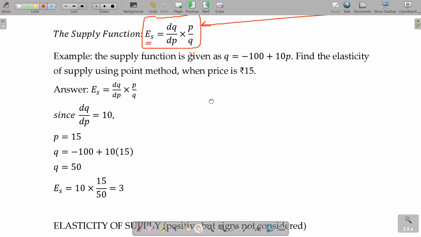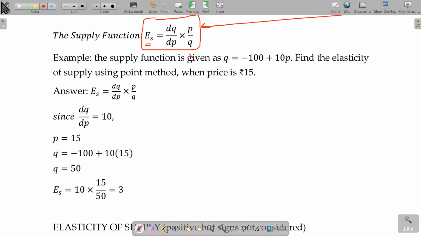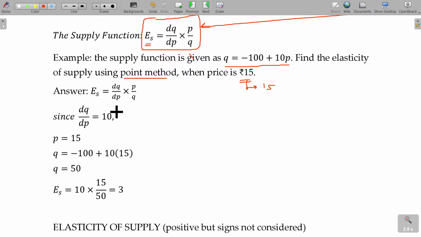Now, the supply function is given as Q is equal to minus 100 plus 10P. Find the elasticity of supply using the point method when the price is 15. If the price is 15, how can you calculate the number of quantities to be supplied? You can use the same equation.